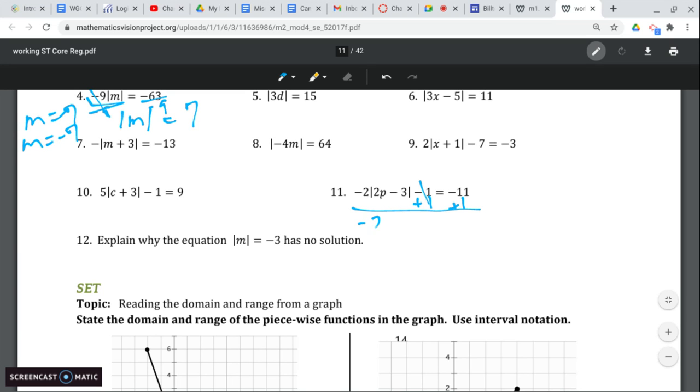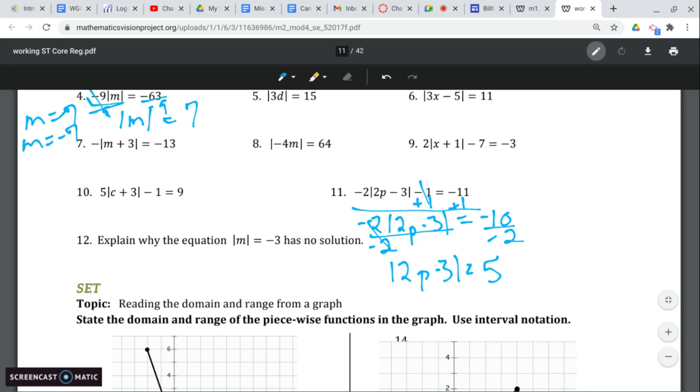So now we have negative 2 times the absolute value of 2p minus 3 equals negative 11. Negative 11 plus 1 is going to give us a negative 10. Now we divide by negative 2 because we need to get rid of that. So now our absolute value is by itself: the absolute value of 2p minus 3 equals negative 10 divided by negative 2, which is a positive 5. So it does give us a positive value here, so we can solve this.